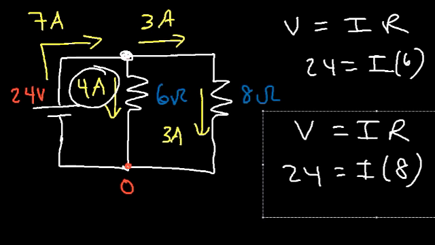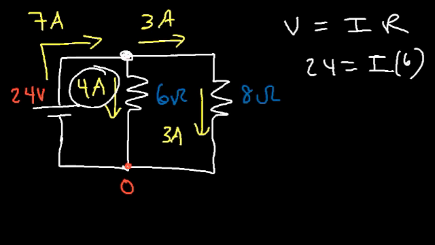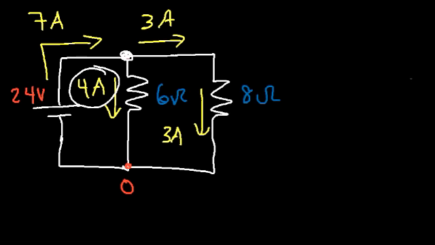Now the last thing that we need to do in this circuit is calculate, actually there's two things we need to do. We need to find the equivalent resistance and the power delivered by the battery and absorbed by the two resistors.